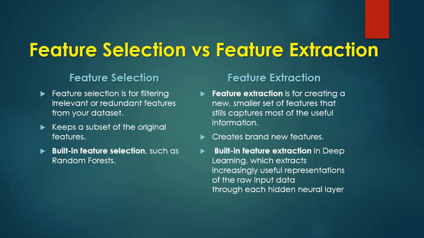The most popular applications are in algorithms such as deep learning. Most of these techniques are responsible for extracting useful representations of my raw input data, and that can be done through each hidden neural layer.